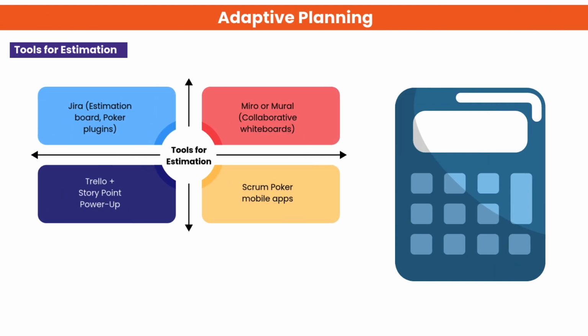This slide highlights common tools used for Agile estimation. Jira and Trello offer built-in boards and plugins for planning and story points. Miro and Mural enable collaborative whiteboarding for estimation sessions. Scrum Poker mobile apps help teams run planning poker digitally.